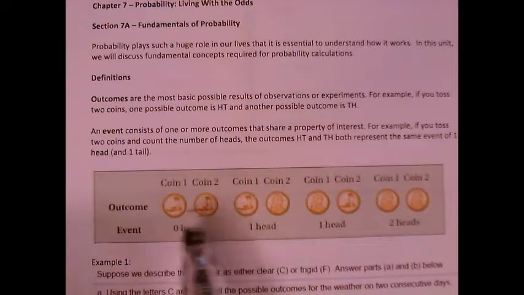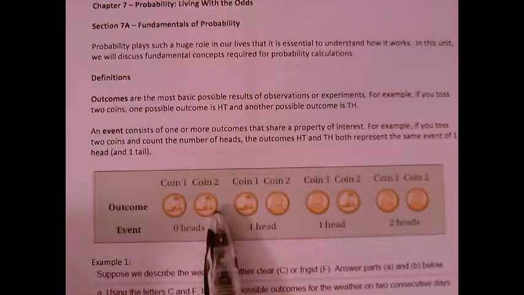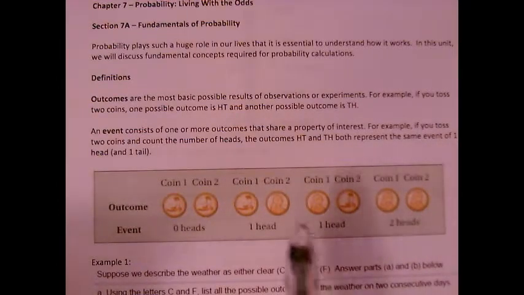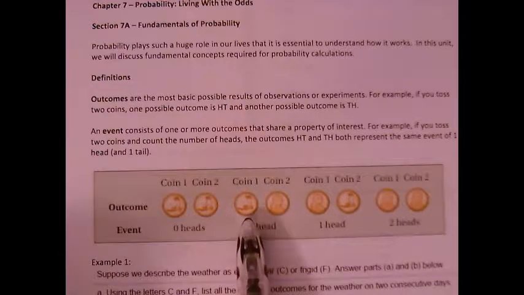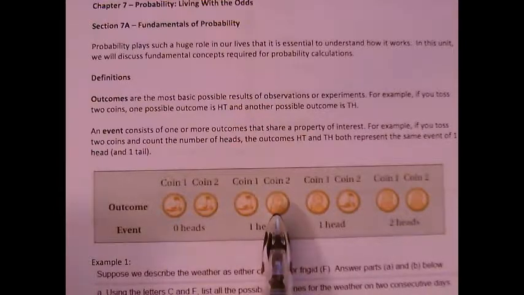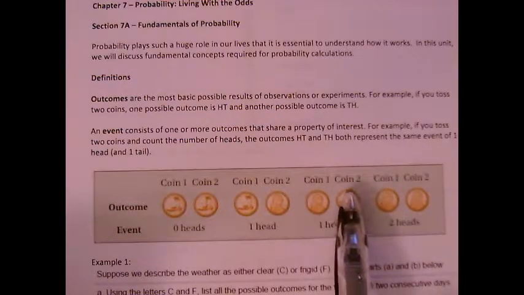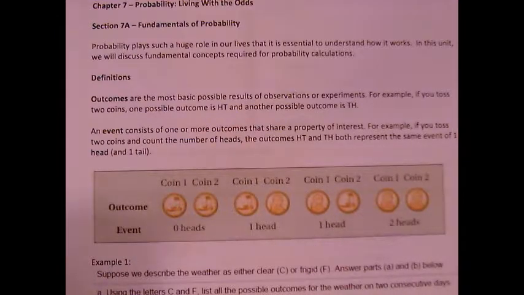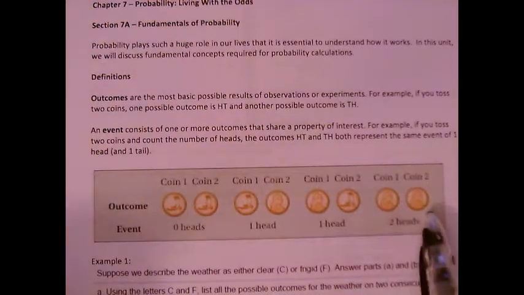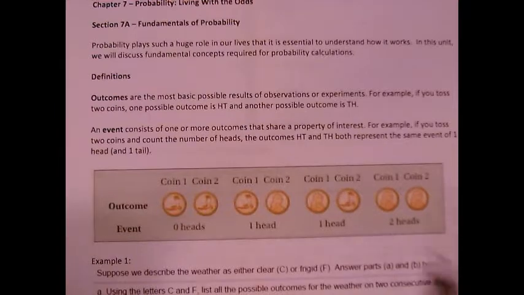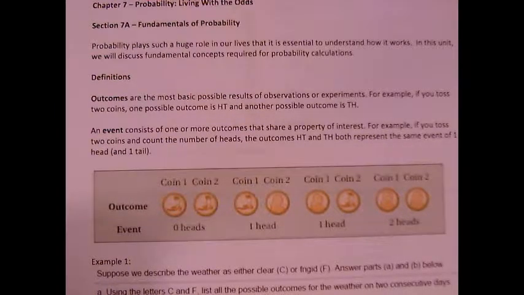This could be one possible outcome: just two tails. So the event would be 0 heads. Another possible outcome would be the first coin is a tail, the second one is a head, so the event would be one head. Another outcome is the first coin is a head, and the second coin is tails, so one head would be the event. And then here you've got two heads on the first and the second coin, so two heads will be your event.